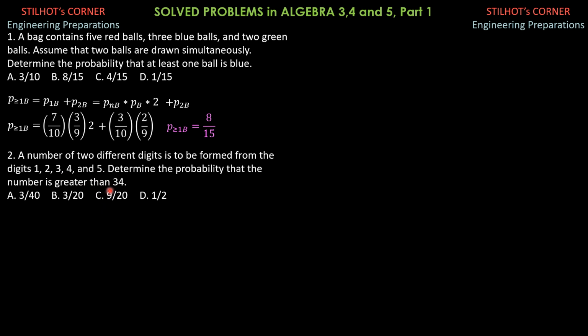Now let's proceed to the number of favorable outcomes. So probability is the number of favorable outcomes divided by the total number of outcomes. The total number of outcomes, as mentioned earlier, is 20, 5 times 4, or 5 permutation 2. So that is 20. For the favorable outcomes, we have to analyze. Take note the digits should be different.